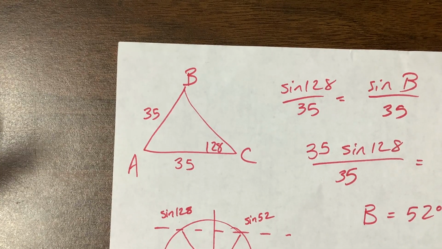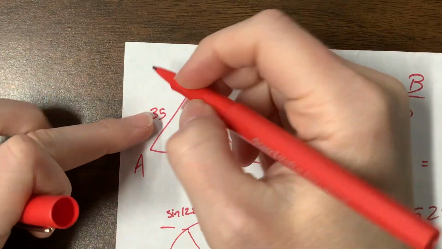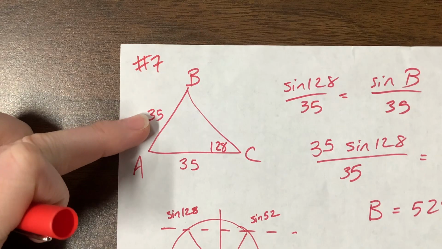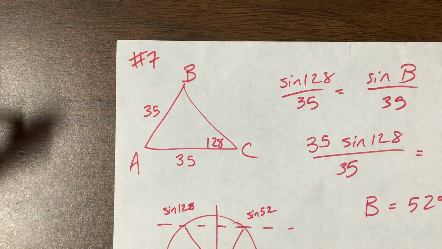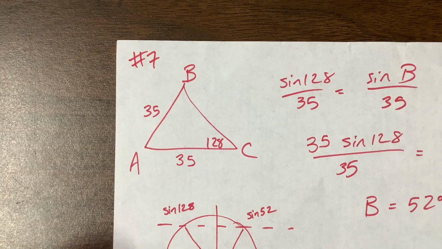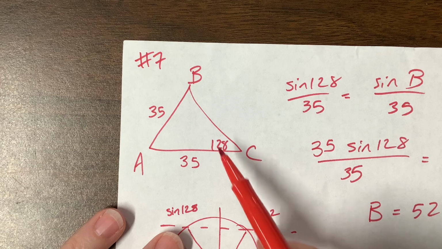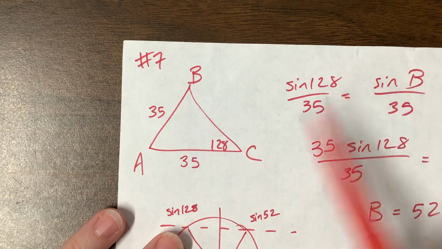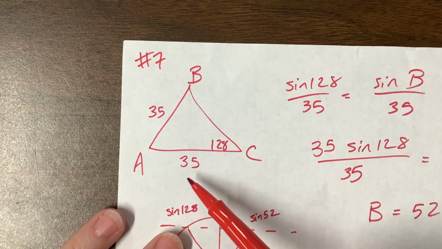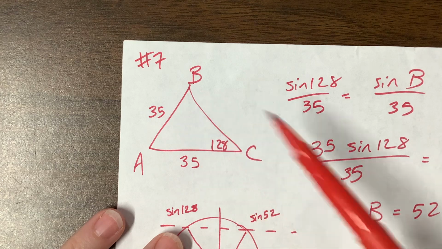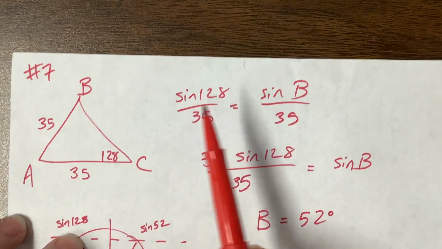I just had a question on, I think this was number 7 on the worksheet. Somebody asked me in class, and I thought it would be worth making a video for everybody. So the problem, I always start by drawing some random triangle not to scale. What they told me is that angle C was 128, side B was 35, and side C was 35. So we set this up.